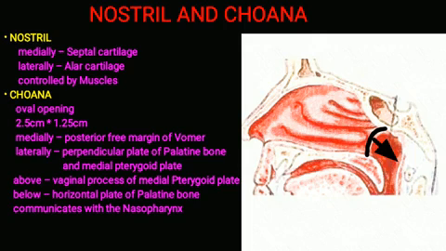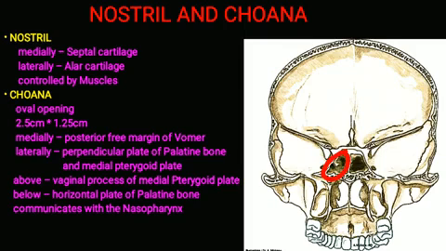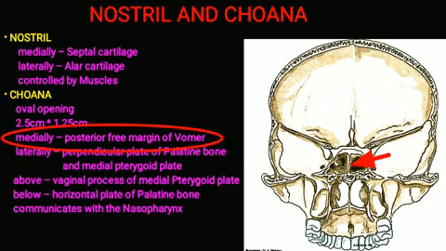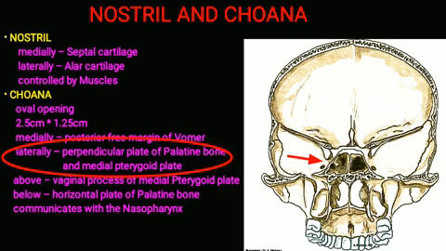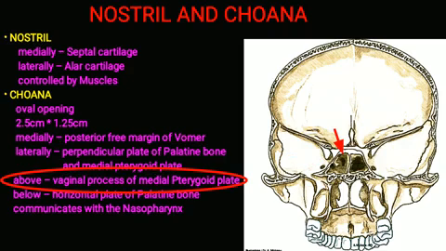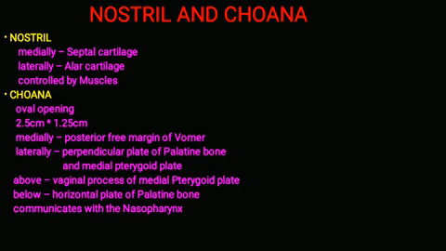It is an oval or oblong shaped opening about 2.5 cm in height and 1.25 cm in width. It is made up of bones. Medially, it is bounded by the posterior free margin of the vomer, laterally by the perpendicular plate of the palatine bone and the medial pterygoid plate, above by the vaginal process of the medial pterygoid plate and below by the horizontal plate of the palatine bone.